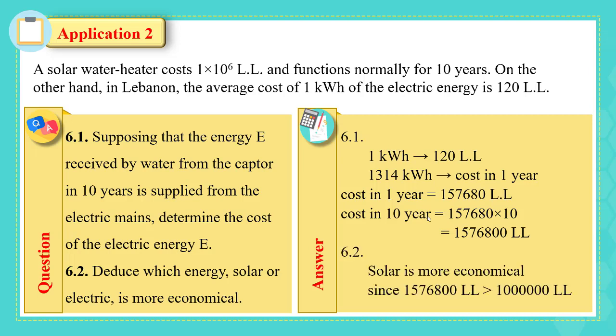In the last question, we have to mention which is more economical, the solar captor or the electric. As shown, the price of the solar captor is less than 1,576,800 Lebanese lira. So the solar captor is more economical for 10 years of function.